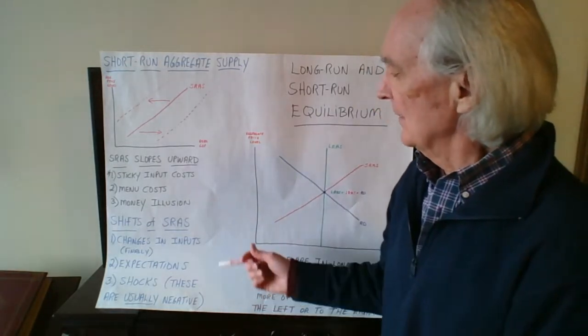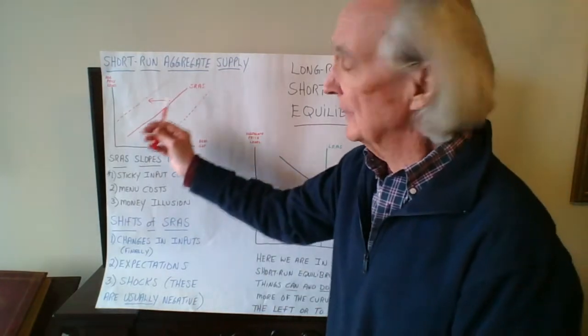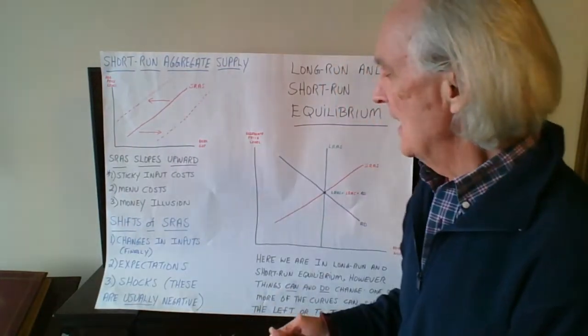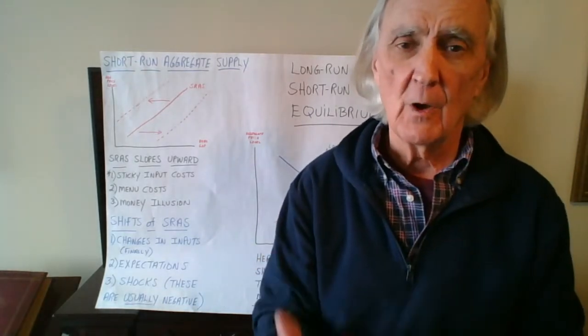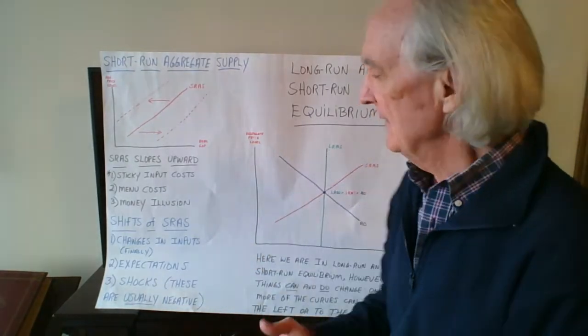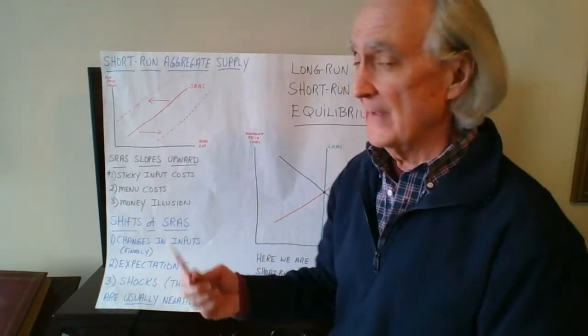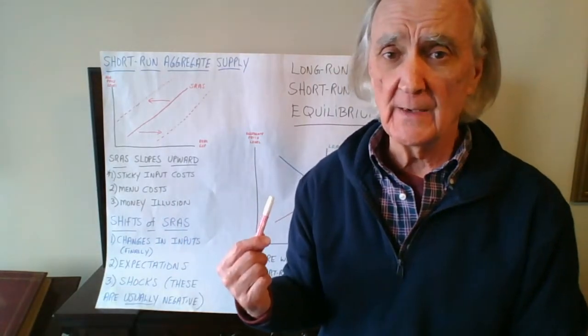Now, there are shifts also of short-run aggregate supply. Number one would be when the input costs finally change. And that will shift us either to the right or to the left.